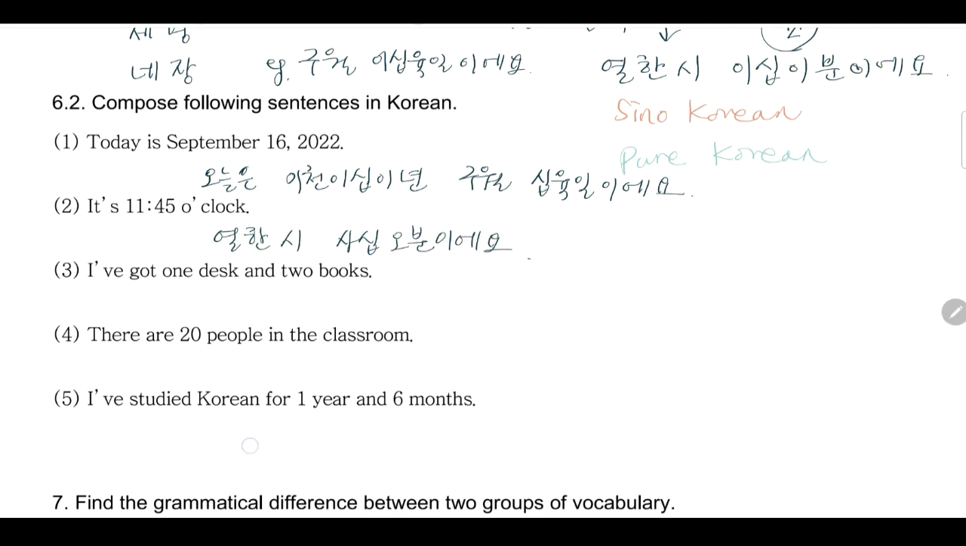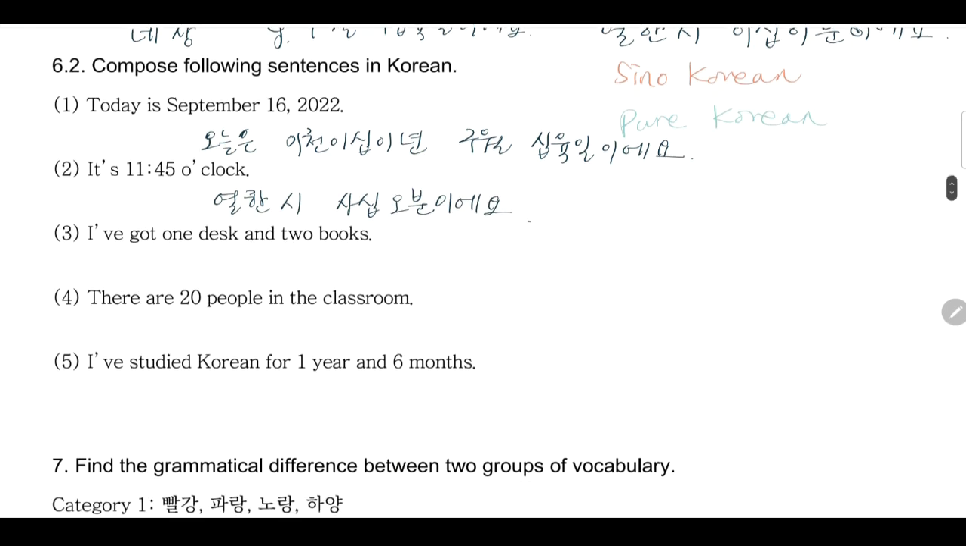이에요. 자, 3번 I've got 1 desk and 2 books. 어떻게 말해요? 좋아요. 책상 1개와 책 2권 있어요. If you want to be picky, 자, instead of 개, anyone knows how to count large furniture or appliances? 한 대 말해요. 대. Piano, car, something large. We use 대.